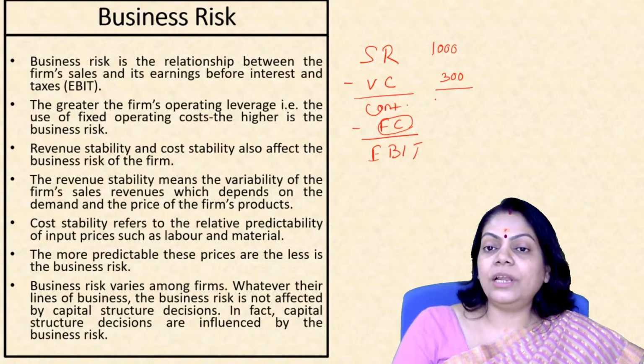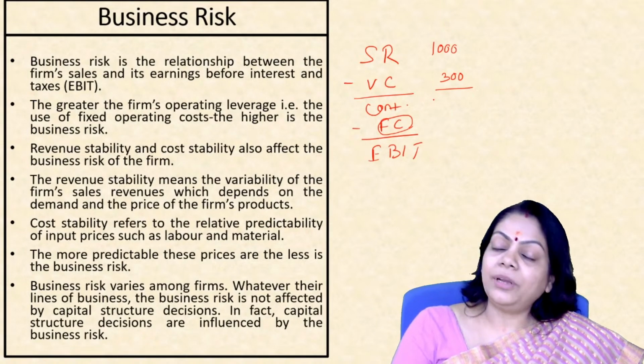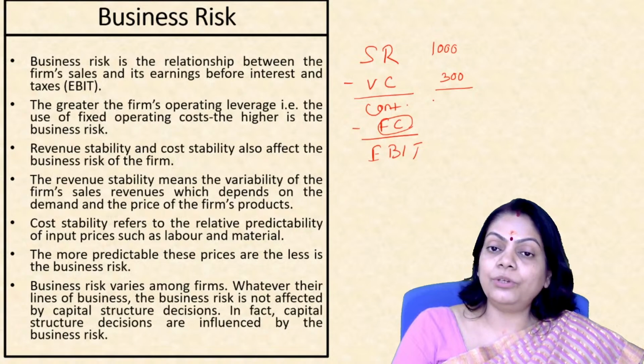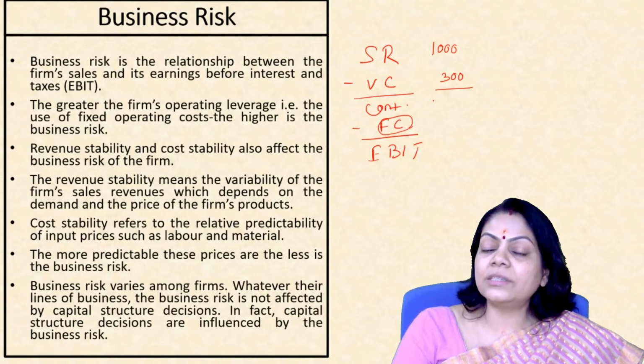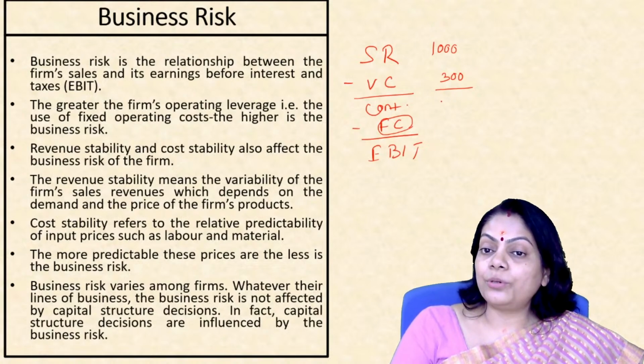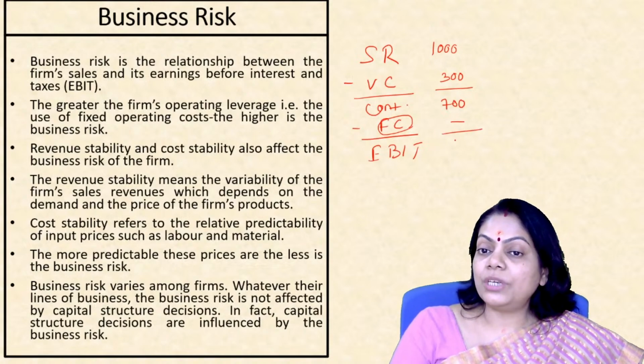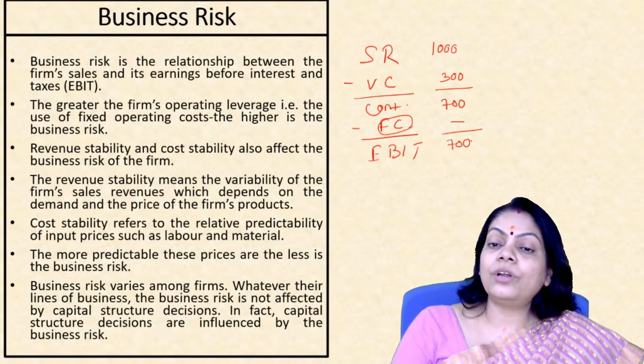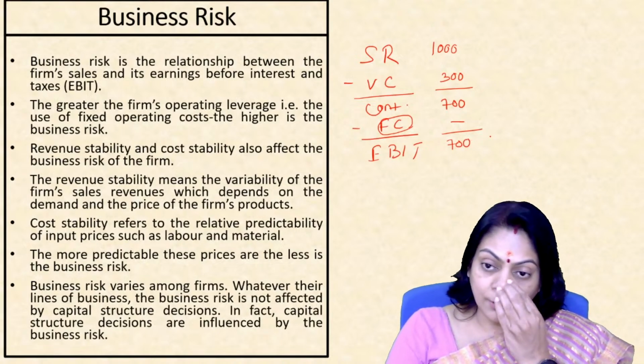Let us say that you are selling 100 units at a price of 10 rupees. So your sales revenue is 1,000 rupees. Your unit price is 10, and your variable cost per unit is 3. You are selling 100 units, so 100 into 3, that is 300. So your contribution is 700, and your fixed costs are nil in the first case. So what is your earnings before interest and taxes? That is 700.